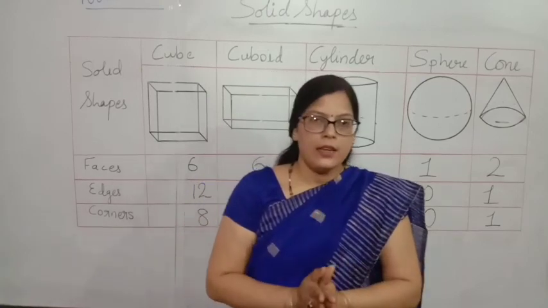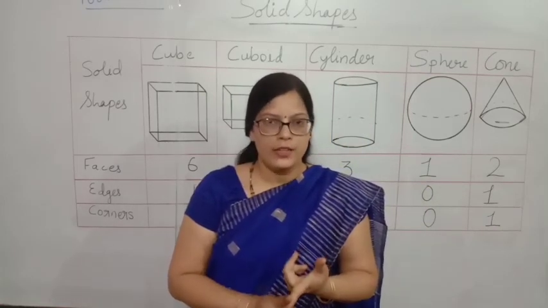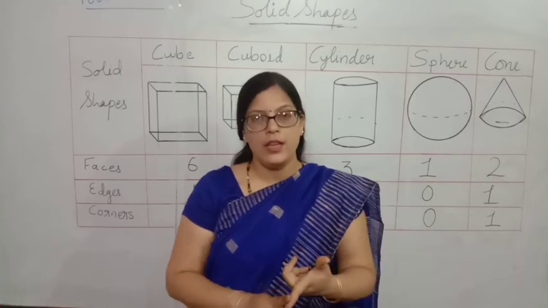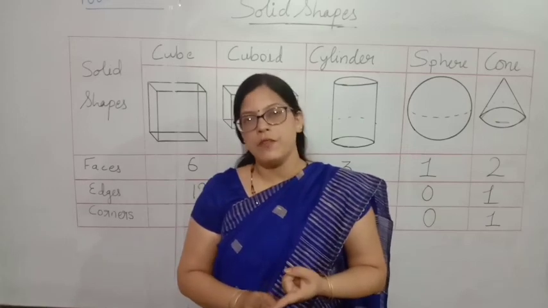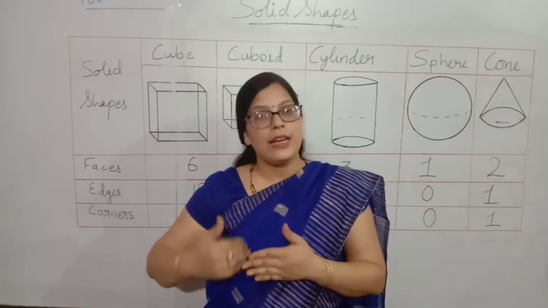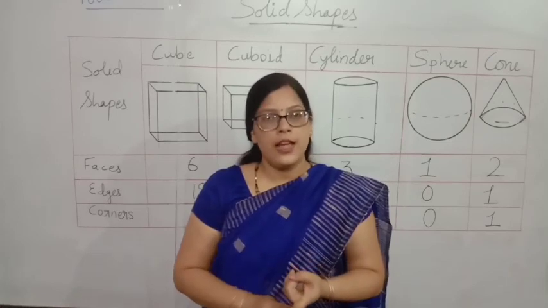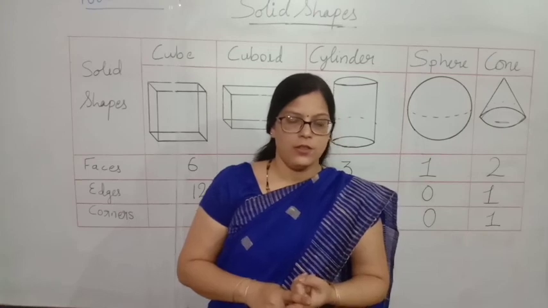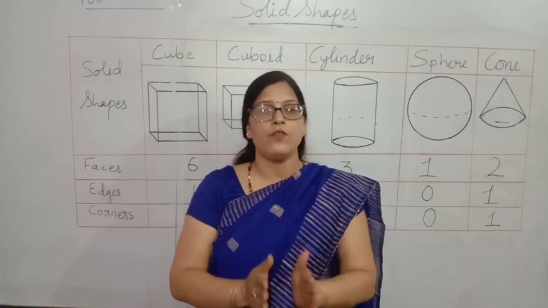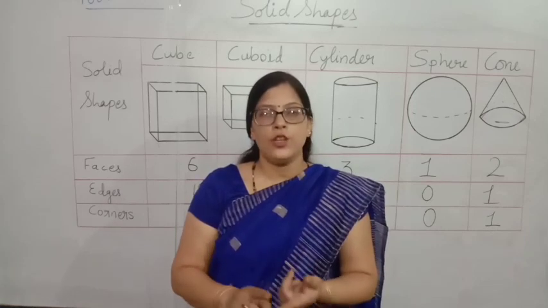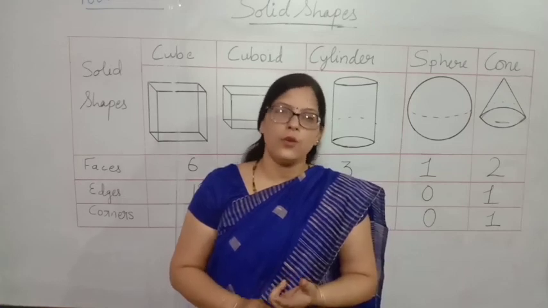Then next topic was point. What is point? How to draw line? How do we represent line? Then there are two types of lines: straight line and curved line. Then again, straight lines are of three types: horizontal line, vertical lines, and slanting lines. Then after that, we have learned solid shapes. There are 5 solid shapes we have learned about: cube, cuboid, sphere, cylinder, and cone.